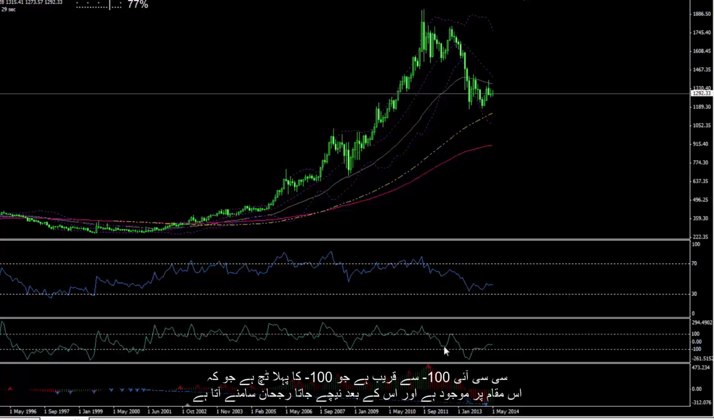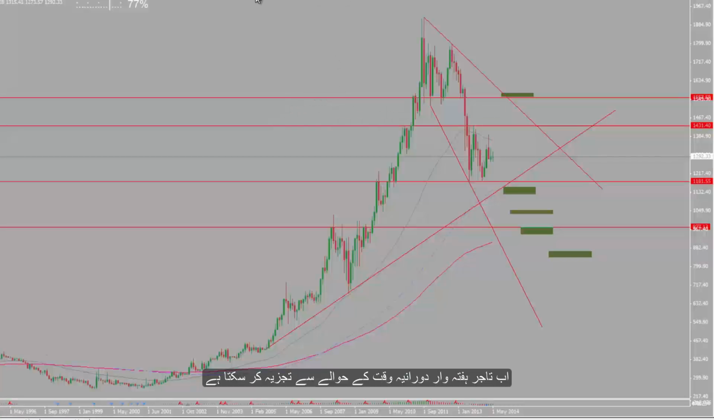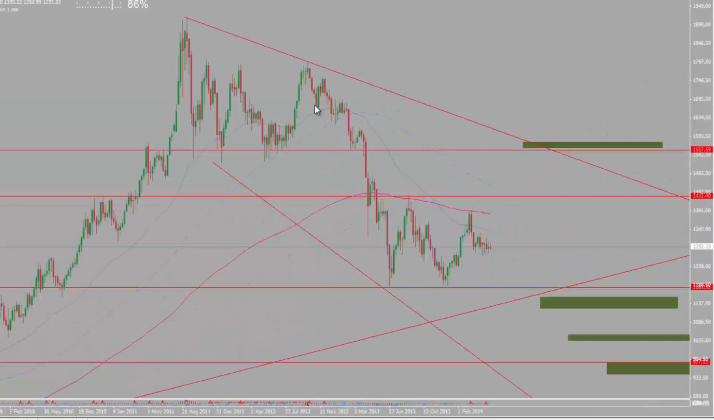CCI is near -100. The first touch of -100 was on this spot, followed by a downward trend. An oversold condition has not happened yet, just like in this region. Thus, a further decrease is still possible. RSI does not show any significant signal. Now, a trader can analyze in a weekly time frame.